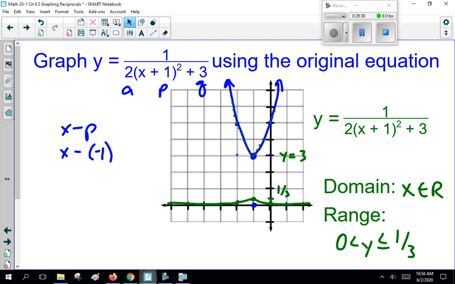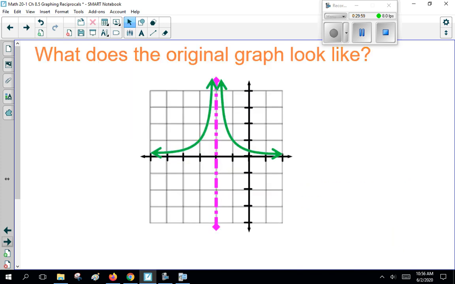Good. Now, if you got problems with that, watch the video again, do some more practice, and remember, please, if I give you an equation and I talk about graphing, graph it in your graphing calculator right away. Even if I say, use the original equation, use the original graph, graph it on your calculator so you know what the actual answer is.